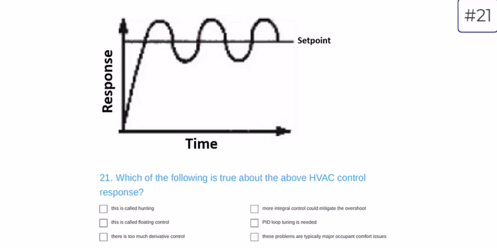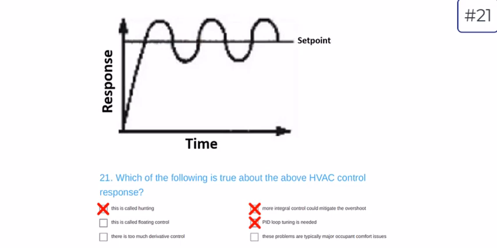Question 21 is asking what is true about this HVAC control response shown. A lot to talk about here, but these are the answers that we were looking for. This is called hunting. If you ever sit and watch a valve actuator or a damper in a mechanical room go from one side of its range extent to the other, we would call that hunting, and that's usually an opportunity to tune some kind of control loop, a PID loop or a PI, proportional integral loop.